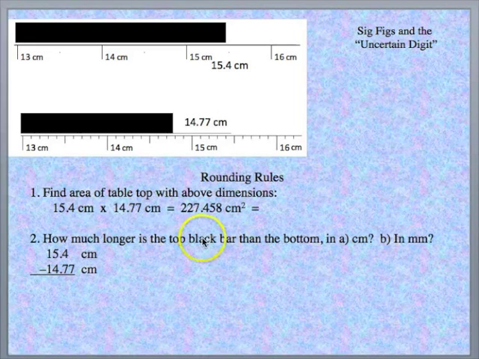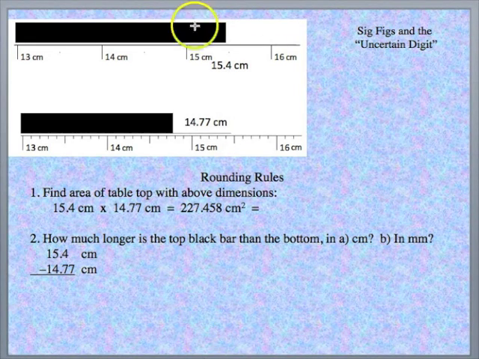So using these rules on our measured black bars here, we came up with 15.4, with 4 as the uncertain digit. And according to our rules, since we have no zeros, all of these digits are significant. On the lower bar, where we got to the hundredths place as the uncertain decimal place, we have 14.77, and that is 4 significant figures.